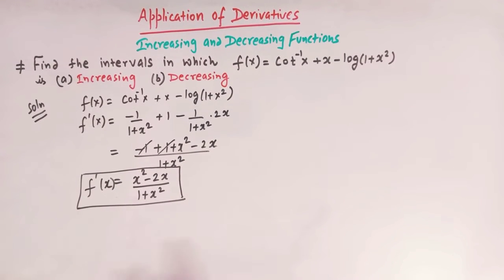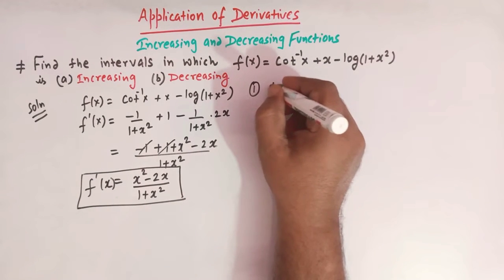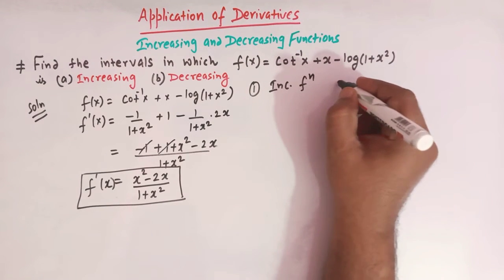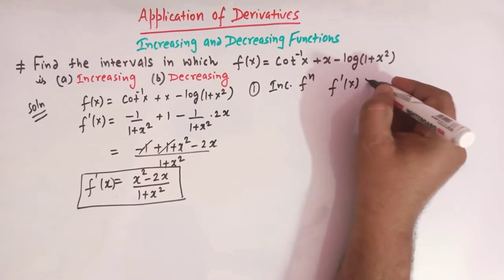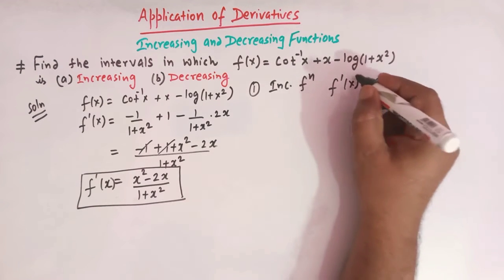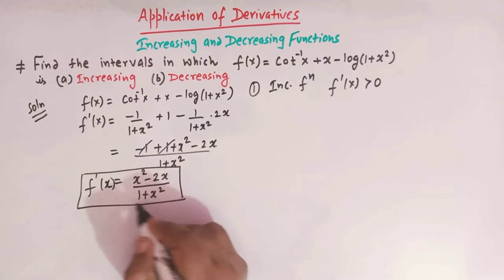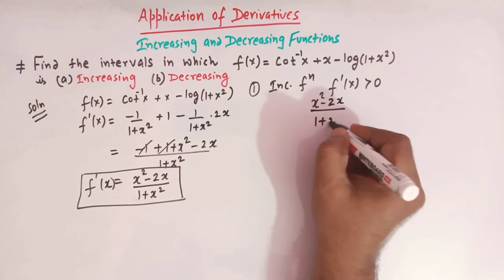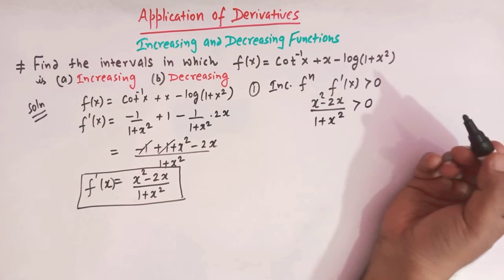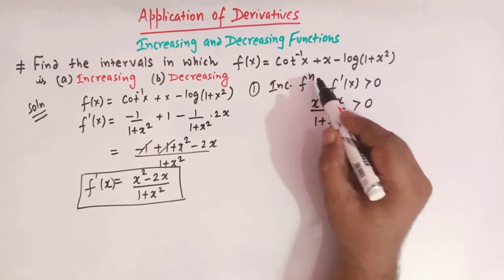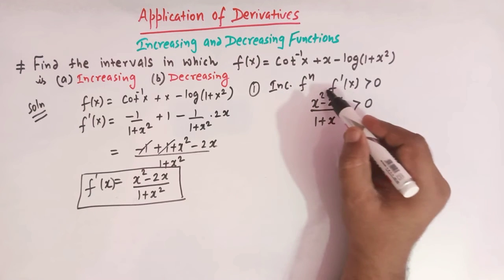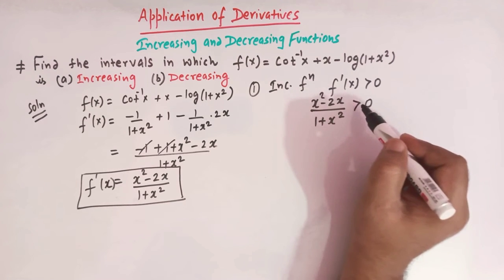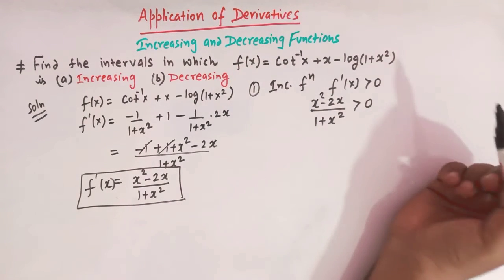Now let us first take the case of the increasing function. As we have just said, the derivative must be greater than 0. It means this expression, x square minus 2x over 1 plus x square, must be greater than 0. So in order to have an increasing function, this expression must be greater than 0 for all x belonging to the domain of this function f of x.